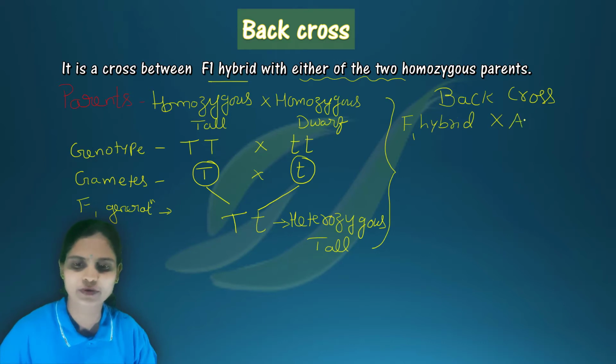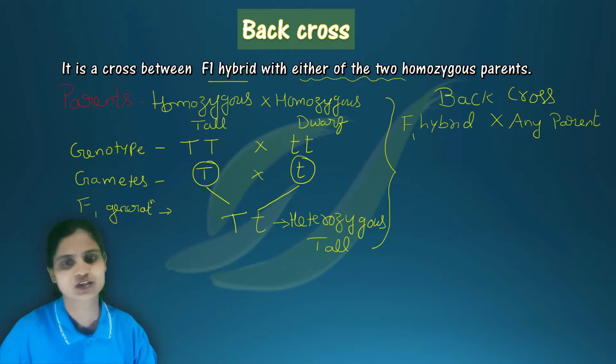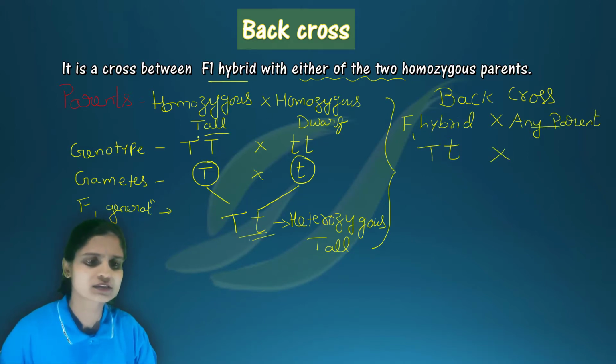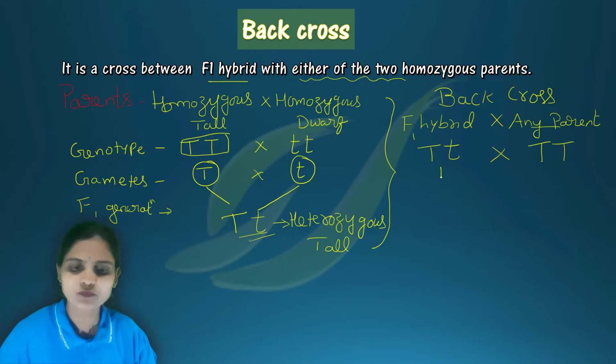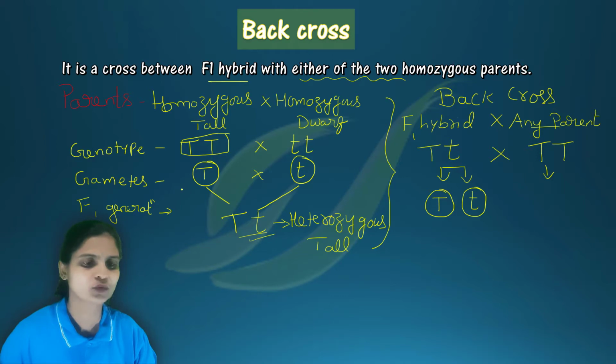We have to take either the dominant parent or the recessive parent. This is our F1 hybrid, capital T, small t. Then for the parent, I am taking the dominant character, capital T. The gametes obtained from the F1 hybrid are capital T and small t. These two are the gametes. Same like this you have to remember.